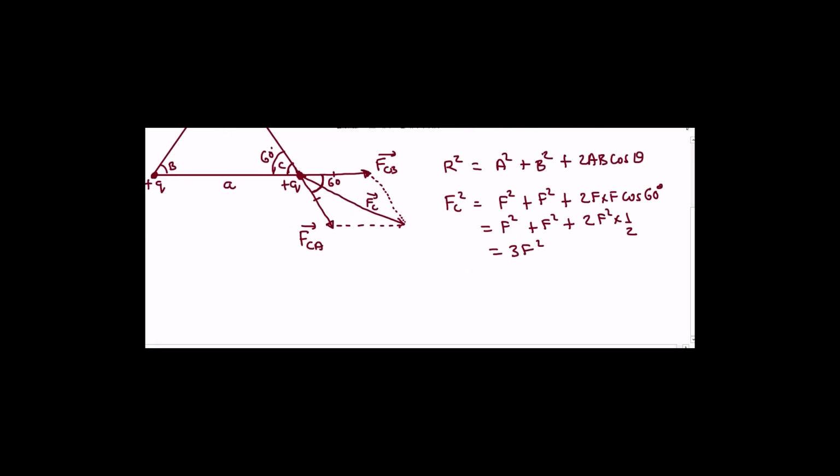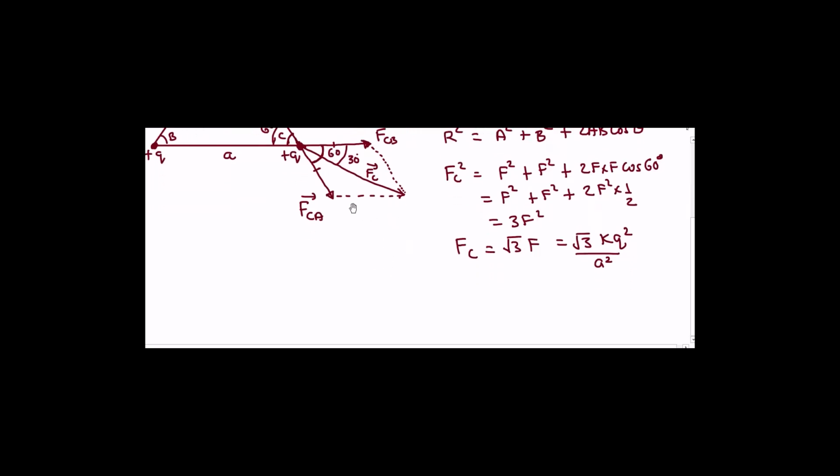What is the angle between these two forces, FCA and FCB? This angle is the angle between the two forces. This will be 60 degrees, because this angle is 60 degrees, vertically opposite angle. So the angle between the two vectors is 60 degrees, so cos 60, and that will give me F square plus F square plus, cos 60 is half, so 2F square multiplied by half, that will give me 3F square, and therefore I can write that FC is equal to square root of 3F, which is equal to square root of 3KQ square by A square. So I have got the magnitude of the resultant, FC.